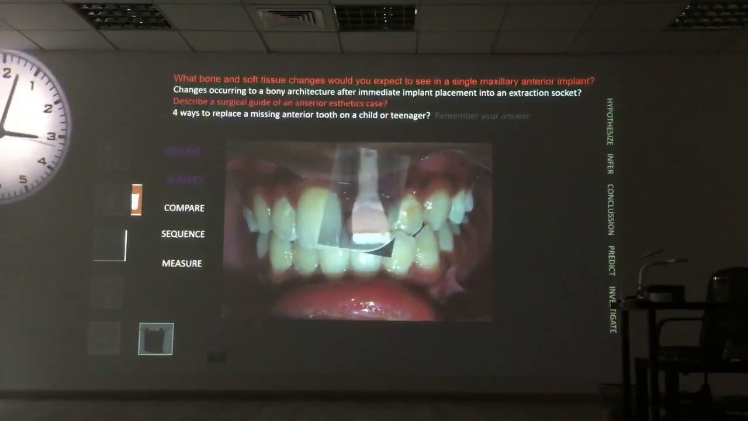For a thin biotype, unless you know what you're doing and you're covering it with PRF or something to protect it, because thin biotype can easily be lacerated. So if it gets lacerated and your titanium mesh is exposed, then you lose everything.